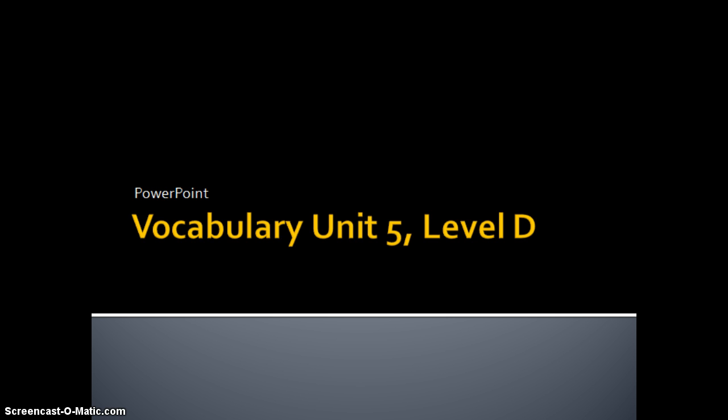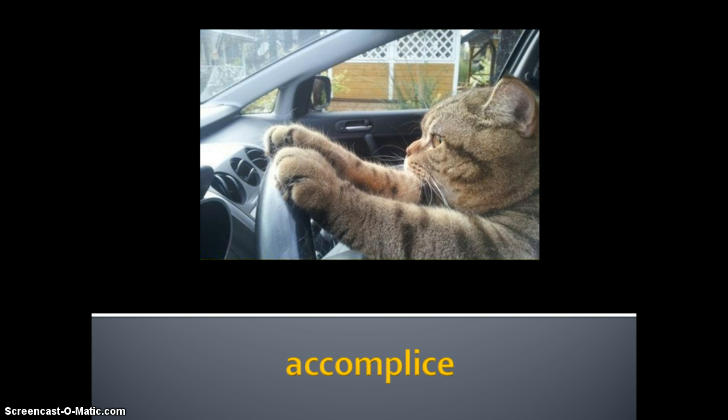Here we go. First word is accomplice, and accomplice is a noun. The second syllable is accented. It's a person who takes part in a crime. So this is your getaway driver. You're not really going to go very far, but accomplice would be somebody like a getaway driver who is not really in the crime but is helping you out. The synonym is partner in crime.